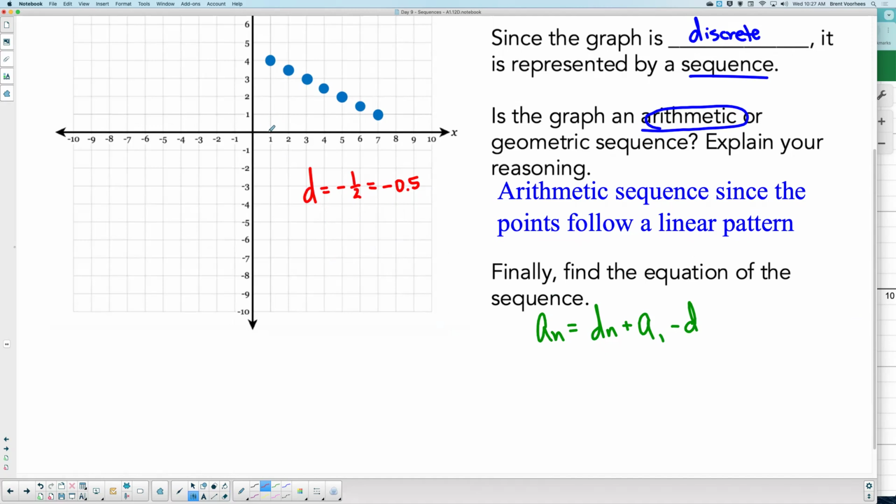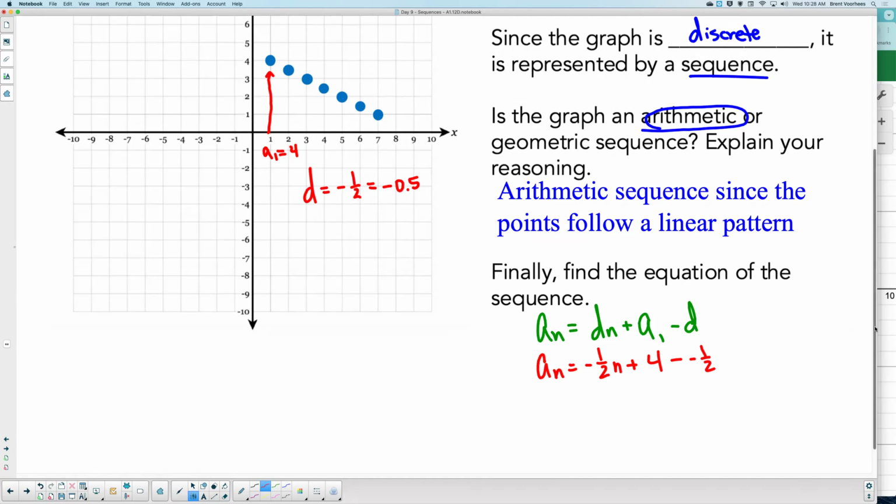A1 comes from right here. This is our A1. The x of 1, that represents A1. So this is A1. What does A1 actually equal? 4. A1 equals 4. So you'd plug in your formula. AN would equal, the D is -1/2. N plus A1. What's A1? 4 minus D, which is -1/2.